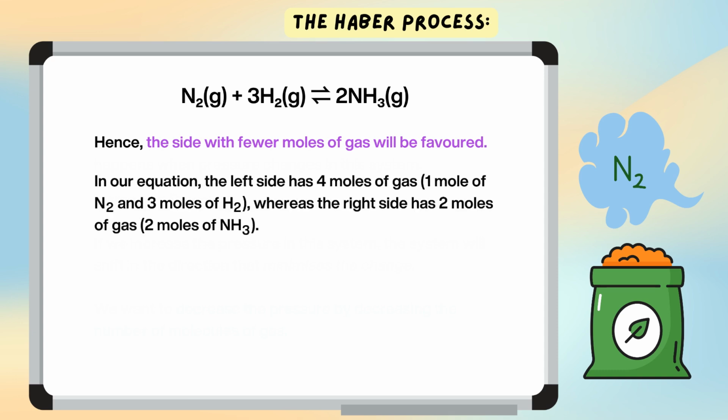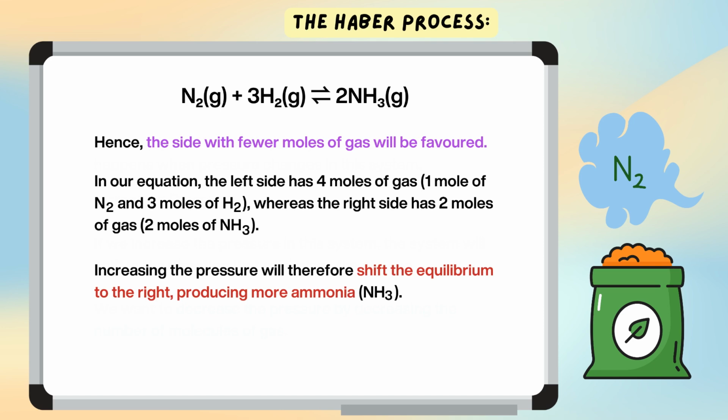In our equation, the left side has 4 moles of gas, 1 mole of N2 and 3 moles of H2, whereas the right side has 2 moles of gas, 2 moles of NH3. Increasing the pressure will therefore shift the equilibrium to the right, producing more ammonia, NH3.